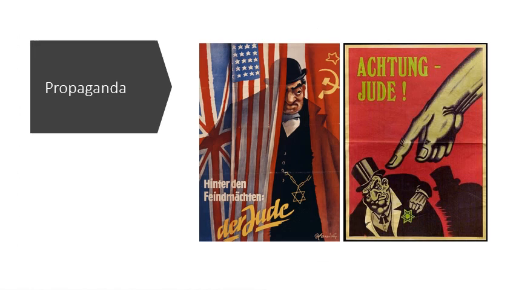Here you can see Nazi propaganda from the Second World War. There you see the depiction of a Jewish man on the left hiding behind the British, American, and Soviet flags. Then on the right you see another racist depiction of a Jewish person with the words "Caution Jew," basically pointing out that these are enemies, that they are others, that they are not part of Germany.